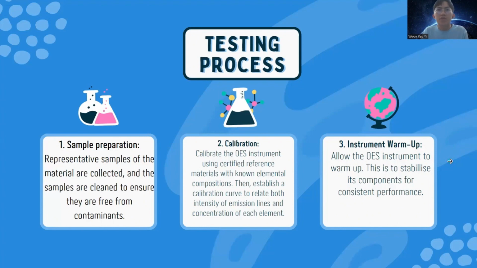The next one is the calibration step. The OES instrument is calibrated using certified reference materials with known elemental compositions. After that, they establish a calibration curve to relate both intensity of emission lines and concentration of each element.